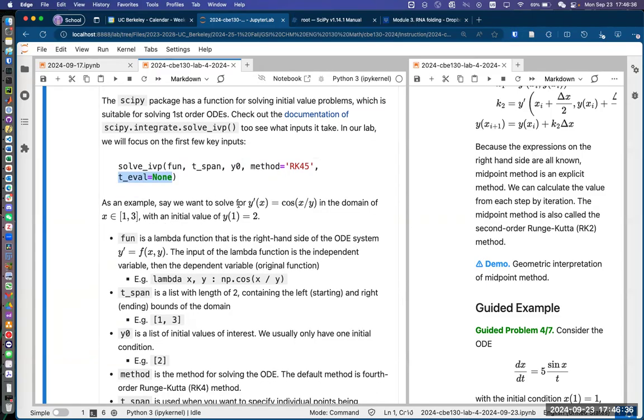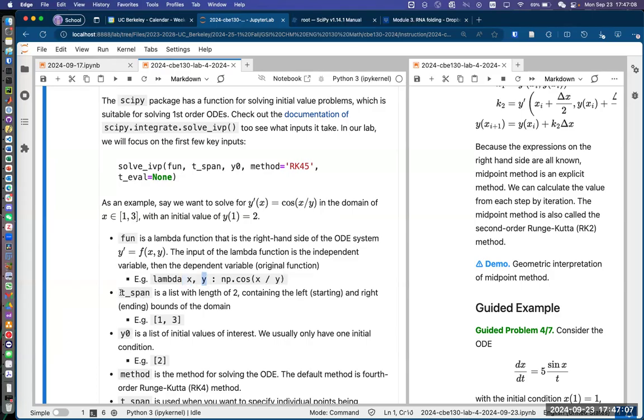So for example, if we want to solve y prime is equal to cosine x divided by y, this is a nonlinear ODE. We solve it numerically, then the function that we input will be the right-hand side of this equation if you write it in terms of y prime is equal to something. So we input the right-hand side, and it will be a lambda function of x and y, the independent variable and the dependent variable, of cosine x divided by y.